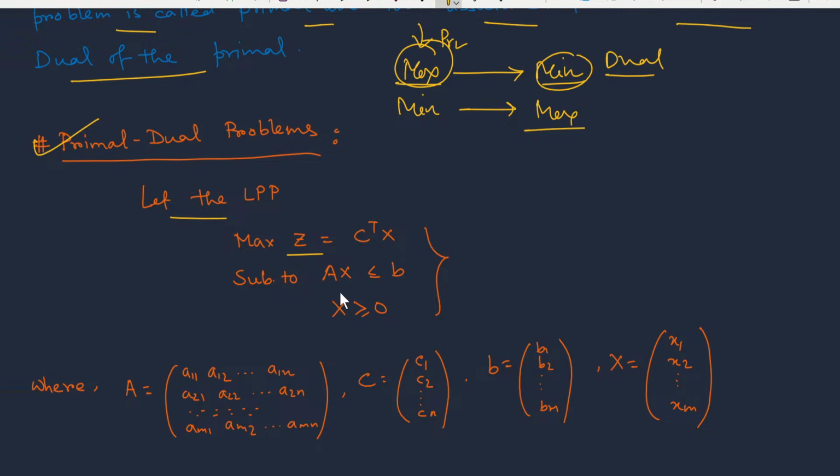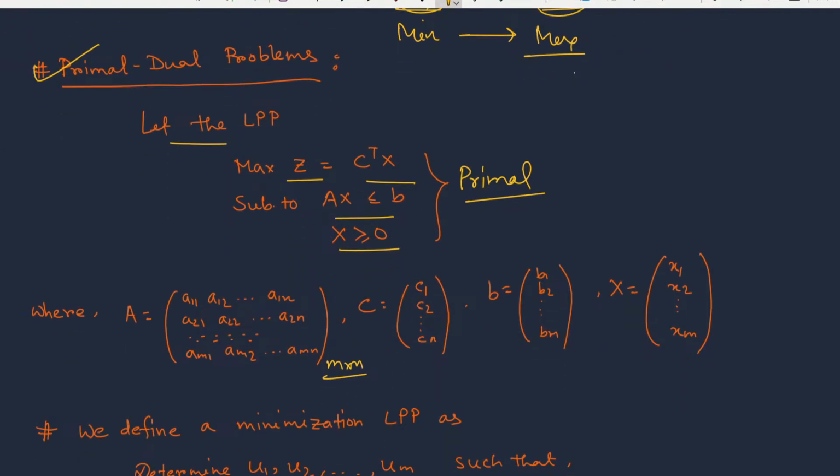So suppose maximize Z equal to C transpose X, subject to AX less than or equal to B, where X greater than or equal to 0. This problem is known as the primal problem. Here A is an m by n coefficient matrix, and C is the cost matrix, that is C1, C2 up to Cn. B is the matrix B1, B2 up to Bm, and X is the vector of decision variables, the matrix x1, x2 up to xn. So this is the total primal problem.